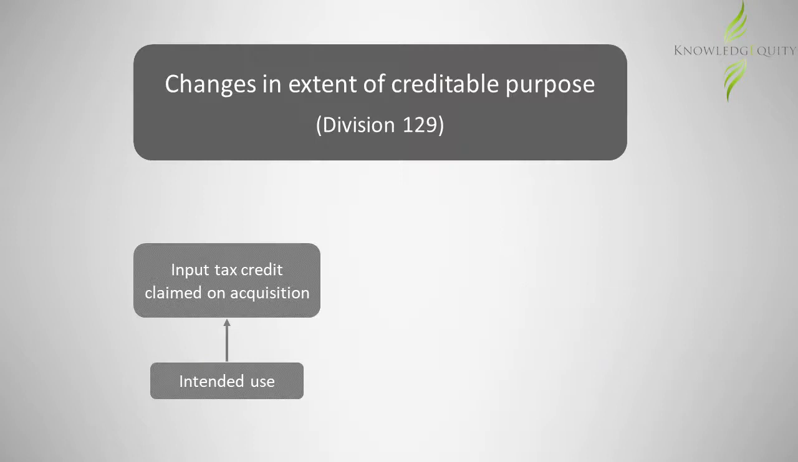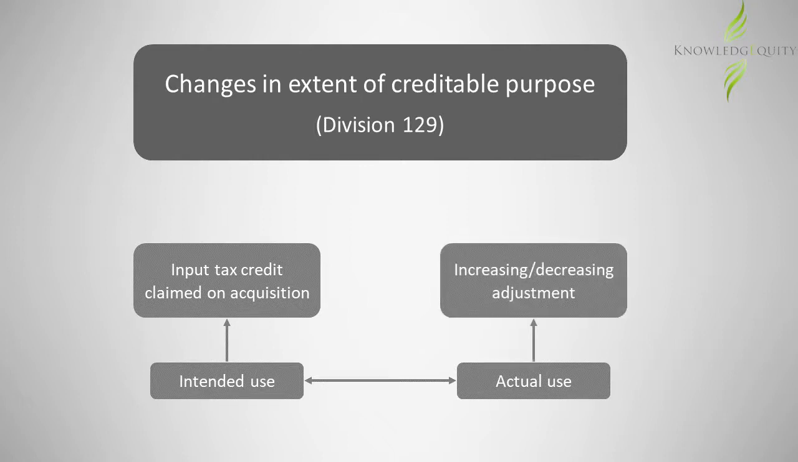The extent of an entitlement to an input tax credit is estimated in the period the acquisition is made. This is based on the intended use. However, if the actual creditable use differs, then subject to time limits, we must compare the actual use in a period to its intended use. An adjustment may be required to reflect the input tax credits that the entity is actually entitled to.